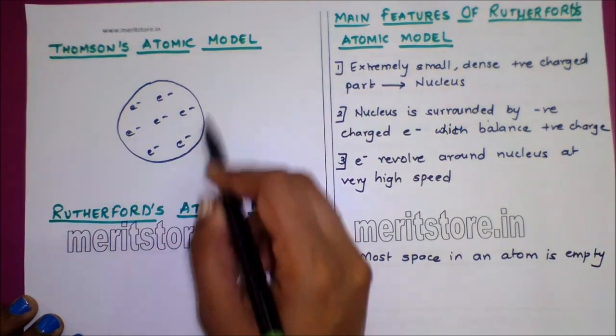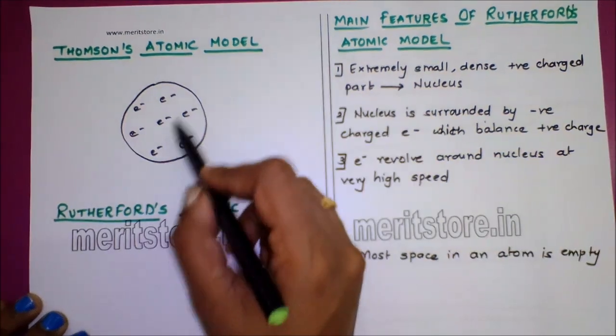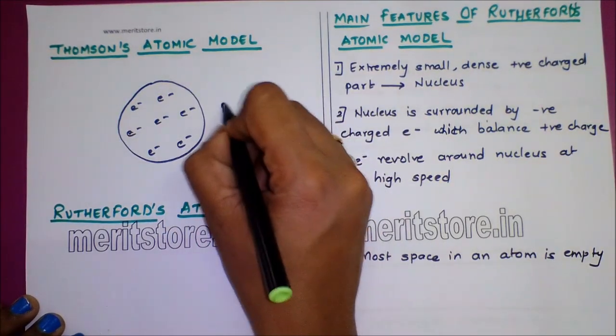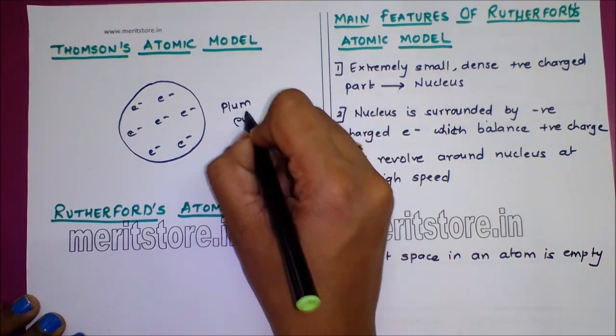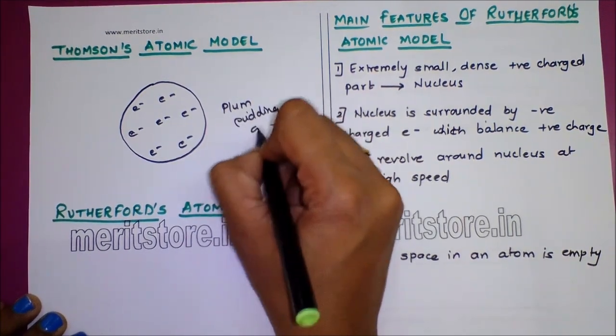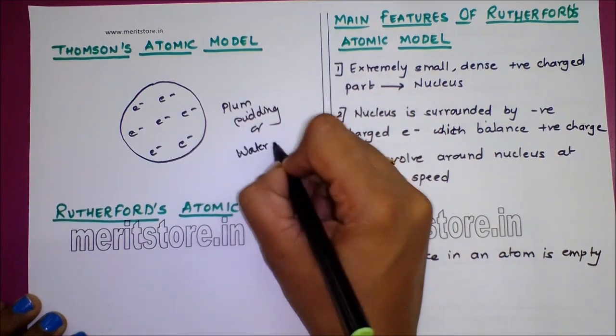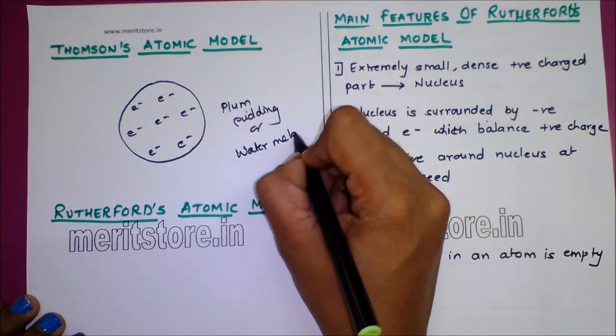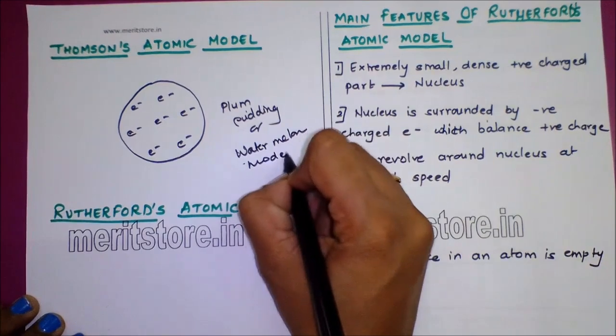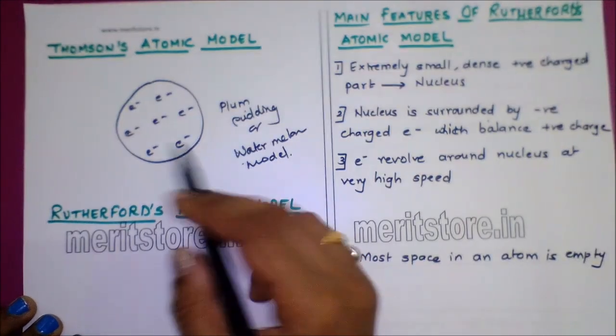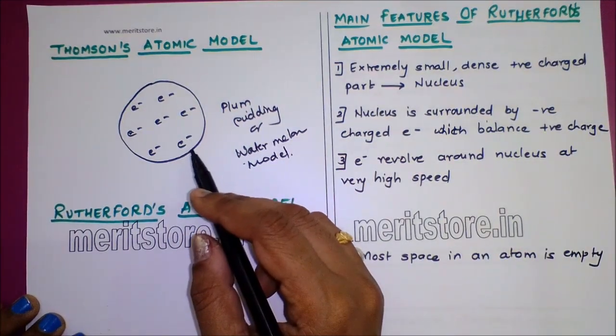So it is something like a model where the raisins are there in the pudding. So we call this the plum pudding model, or it is also known as the watermelon model. But this watermelon model does not explain the arrangement of the neutron in that particular atomic model.